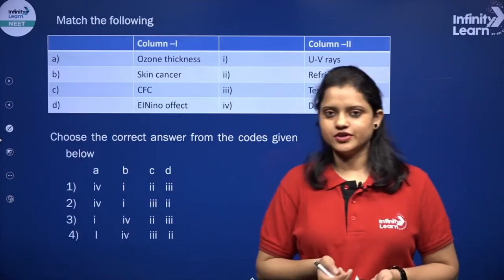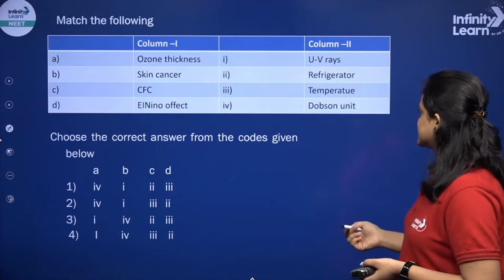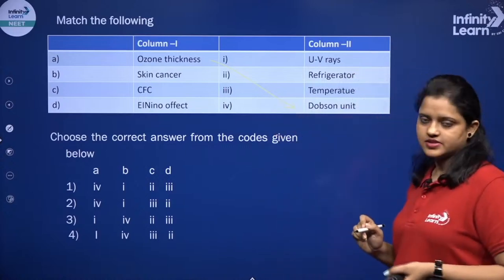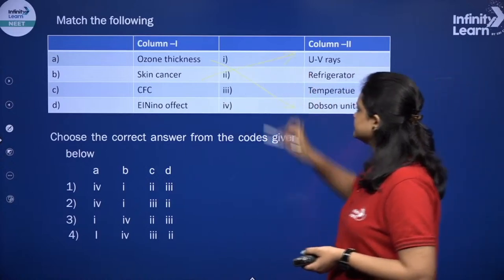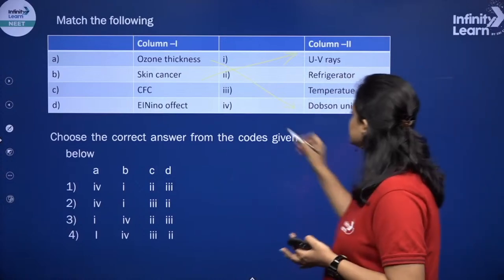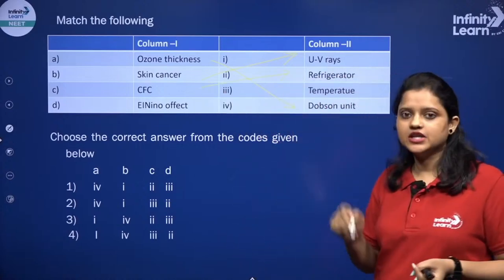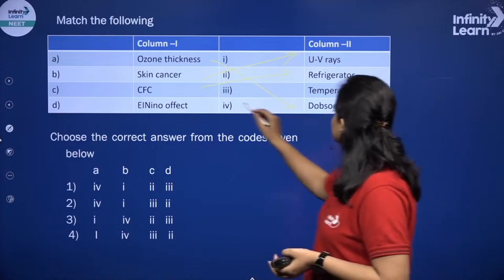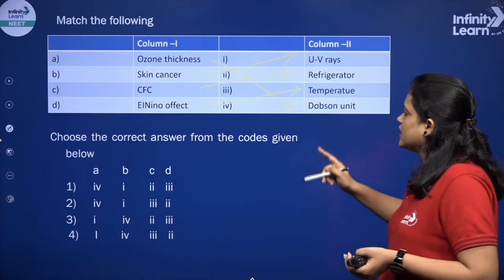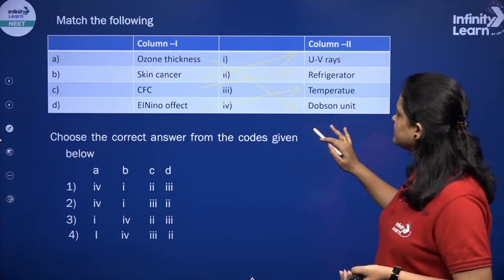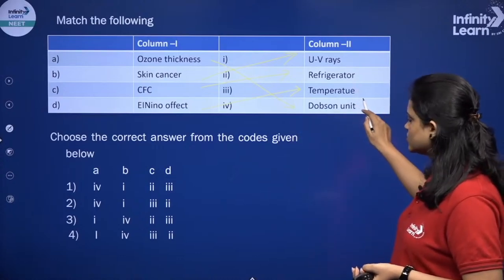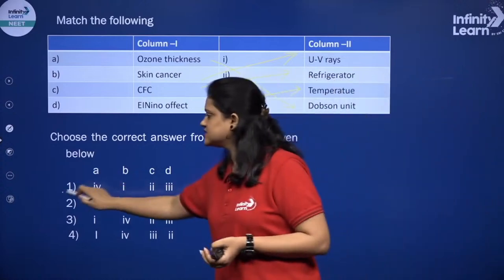Again, a match the following question for you. Ozone thickness is measured in Dobson units. Skin cancer is caused by UV rays. CFC, chlorofluorocarbon, is used in refrigerators. El Nino effect is based on temperature. So let's see what is the correct answer. A will be matched with 4. B will be matched with 1, C will be matched with 2 and D will be matched with 3. So the correct option here is 1. Okay.